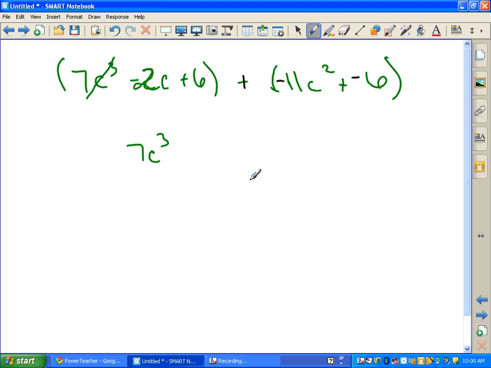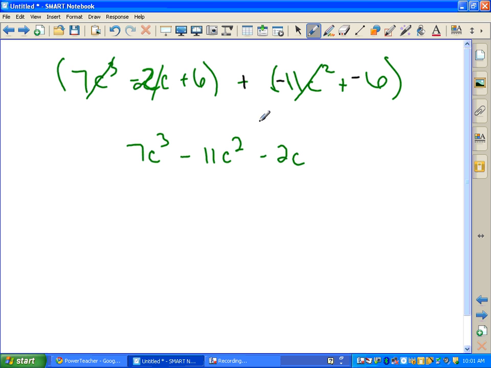Now the next highest exponent I see is the squared, and again, I only have 1. There's nothing to combine it with. So this is also just going to come down. But remember, I've changed the sign now. So when I bring it down, I'm bringing it down as a minus 11c squared. That term's gone. Now the next highest exponent I see is a 1, just a plain c. Again, no other like terms, so this one's just going to come down. It is a minus 2c, so that's my next term.